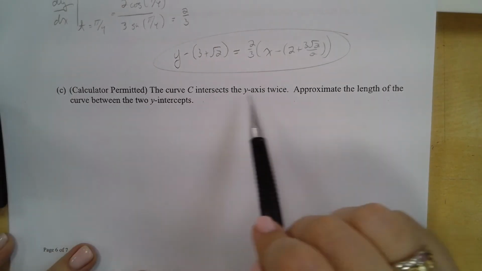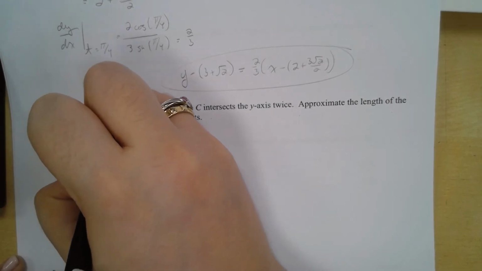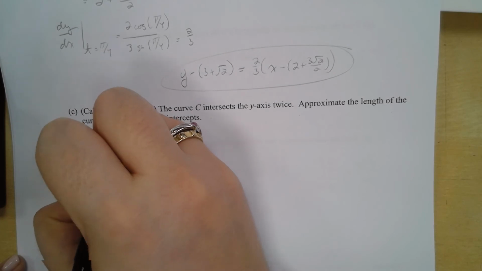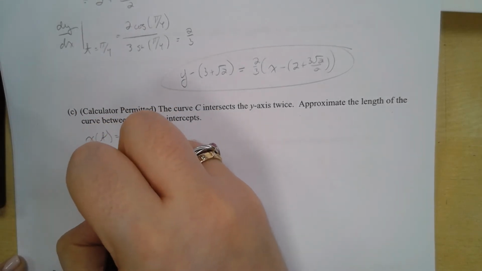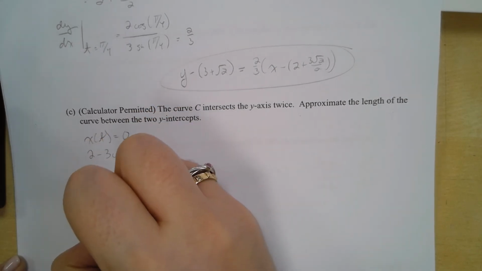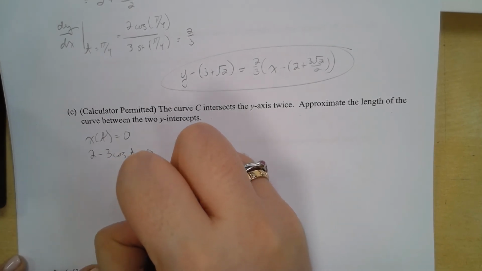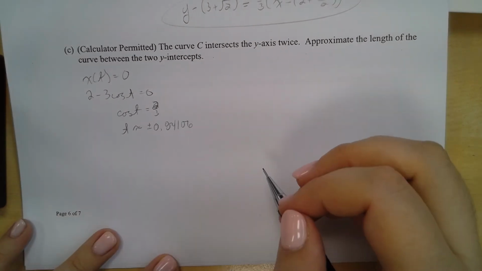Well, when is it intersecting the y-axis? Well, that's happening when x of t is equal to 0. So 2 minus 3 cosine of t is equal to 0. So we can solve that cosine of t is equal to 2/3. So t is approximately plus or minus 0.84106.